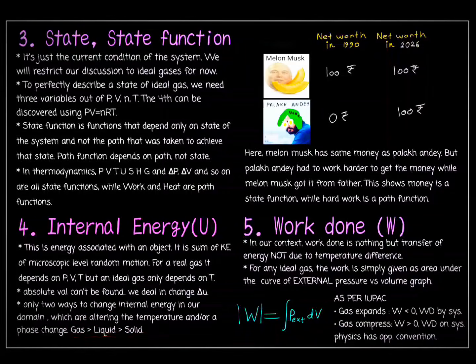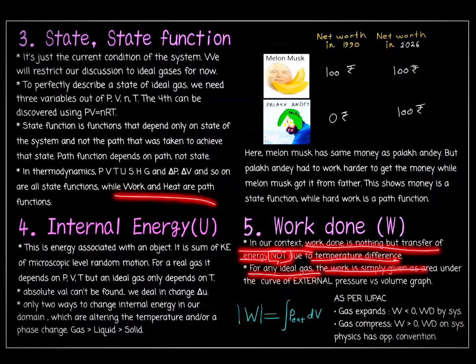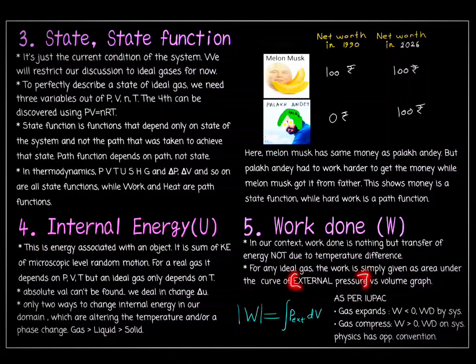And now let's look at what is work done. Work done, as I said, is a path function, and in our context, work done is nothing but the transfer of energy not due to a temperature difference. For any ideal gas, the work done is simply given as the area under the curve of external pressure versus volume graph. Keep in mind, this is the external pressure. Only in reversible processes, the external pressure is equal to the thermodynamic pressure of the gas itself. So the area under the curve of external pressure versus volume is given as the work done.